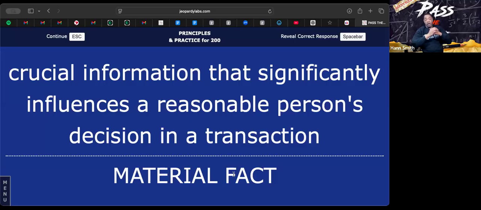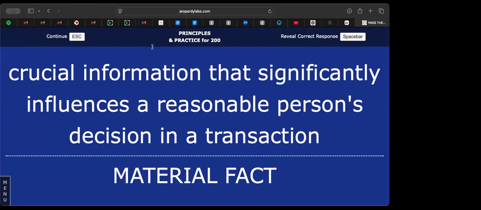And so if you see or read that a latent defect was not disclosed, then that means it's a hidden defect because latent is closer to H. Patent is closer to O in the alphabet, and patent means obvious. Okay, that's how you remember those. All right.